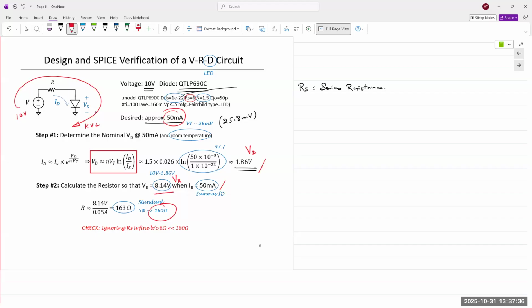All right. So in this simulation, as it states right there, we are ignoring RS for now because RS is small compared to the resistor value.